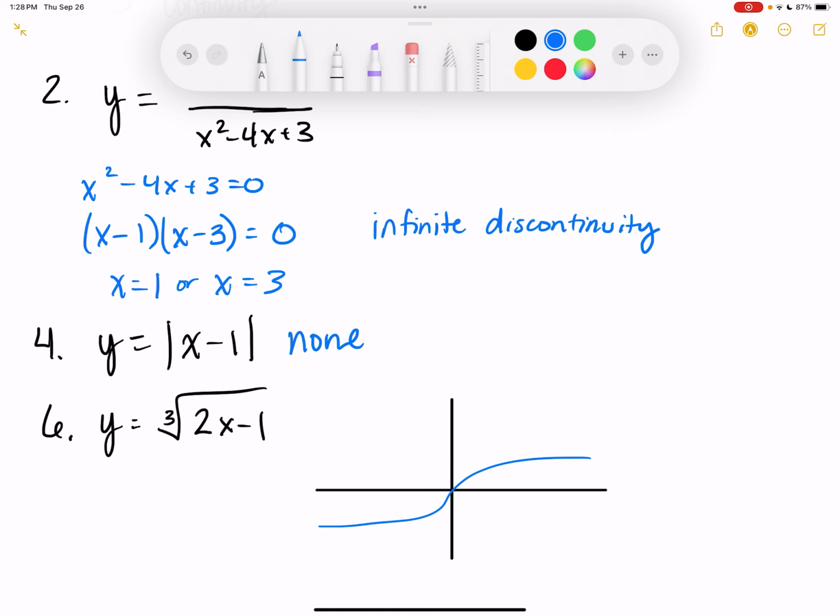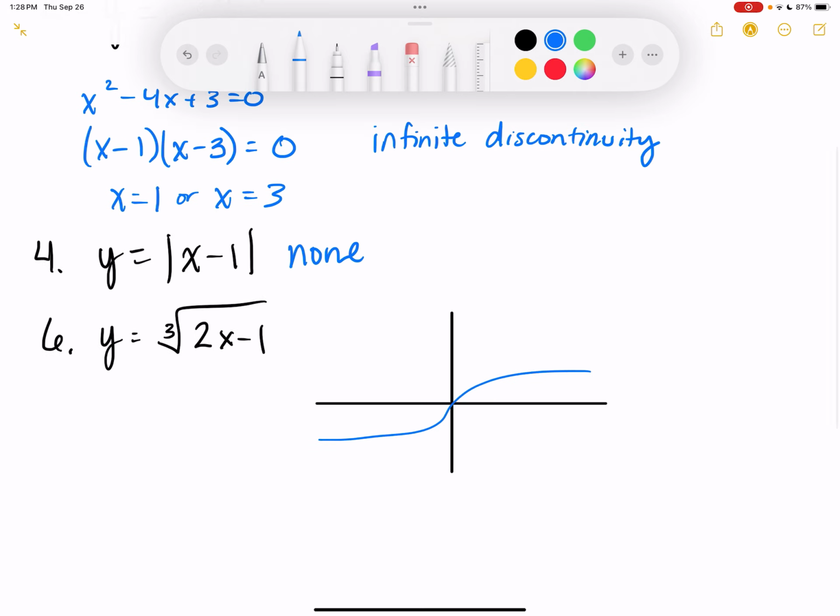Is that right, approximately? Okay. So, are there any points of discontinuity here? None.